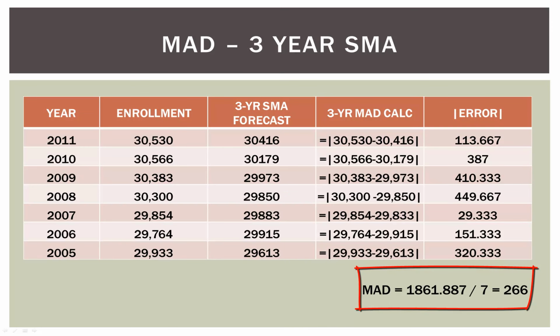1,861, and then we divide by 7, which is our number of years. So we come up with a MAD of 266. So exactly what does this mean here? Well, it means on average, our forecasts were 266 students away from our actual enrollment.